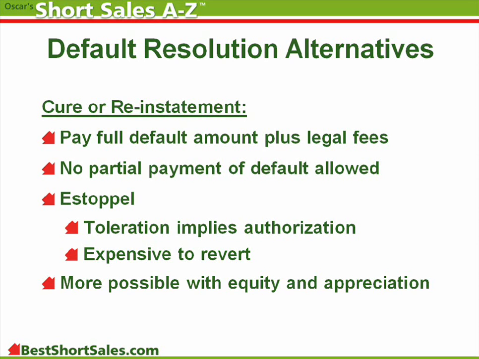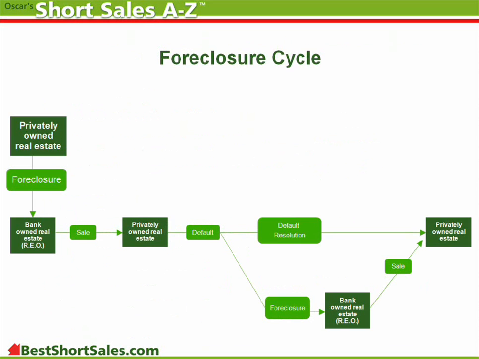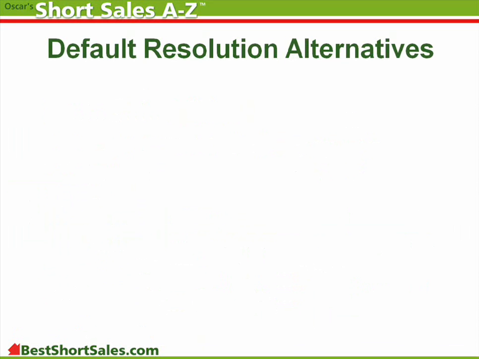Reinstatement is more possible when there is equity and appreciation. Often people that reinstate fall back into default. Although they obtain the money to resolve the default, they typically do not have the income to keep up with the payments. Another default resolution alternative is refinance.